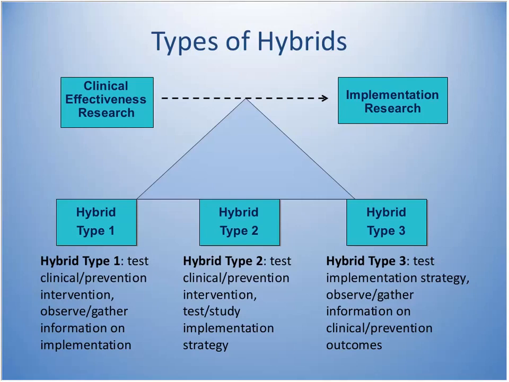If I might skip to hybrid type 3, which is the inverse, where the primary aim of a hybrid type 3 study is to test implementation strategies in a randomized or otherwise controlled manner, while at the same time gathering information on the clinical/prevention outcomes that are resulting from these implementation efforts.